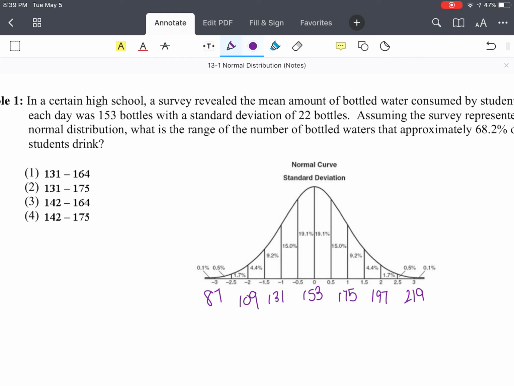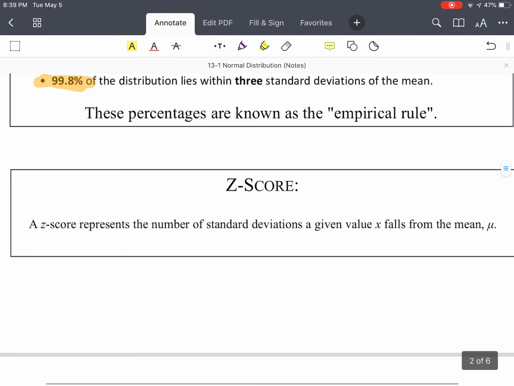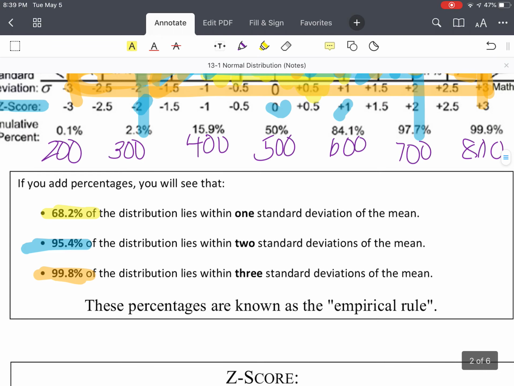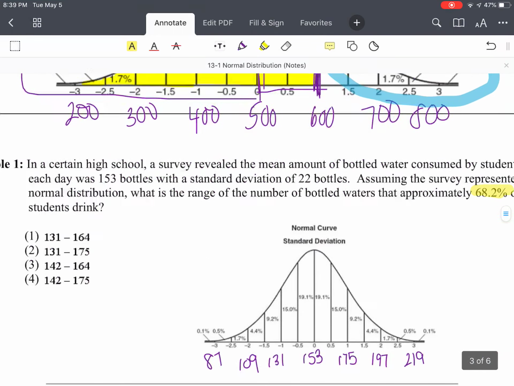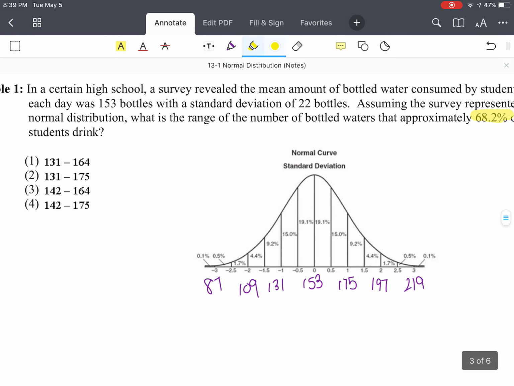Assuming the survey represents a normal distribution, they should really tell you that. What is the range of the number of bottled waters that approximately 68.2% of the students drink? 68.2%. That's an important number. If you remember when we were talking about the percentages, we said that 68.2% lies within 1 standard deviation of the mean. That's from the -1 to the +1. These percentages in here is 68.2%. So that would be 131 bottles to 175 bottles. Choice 2.